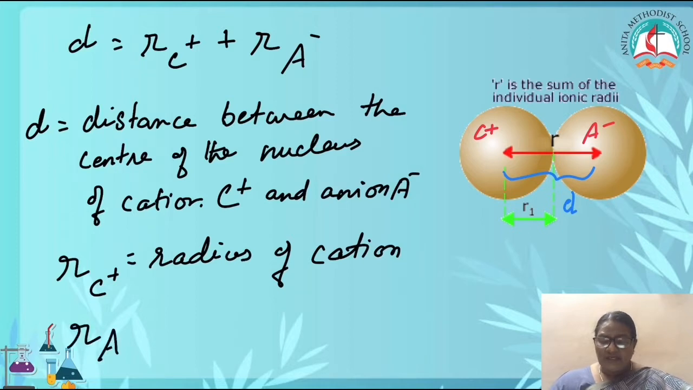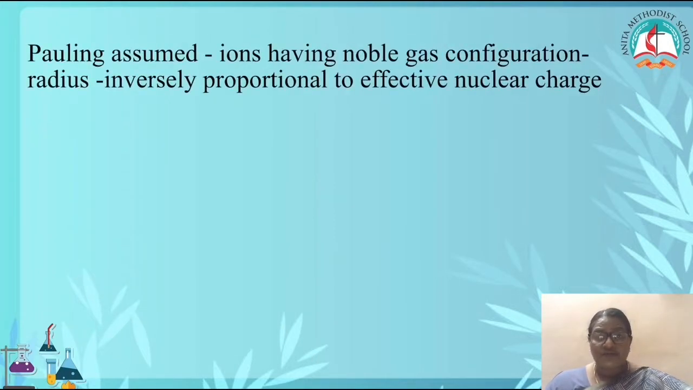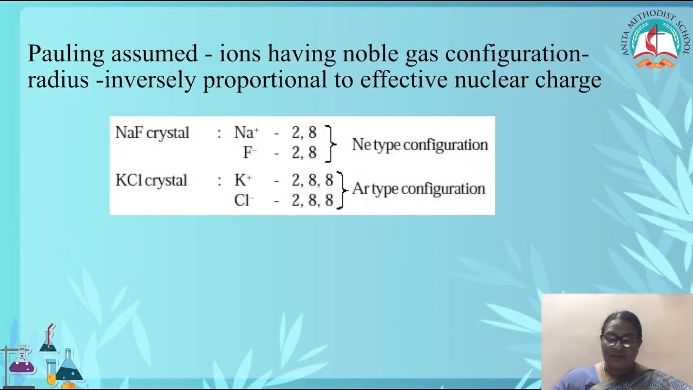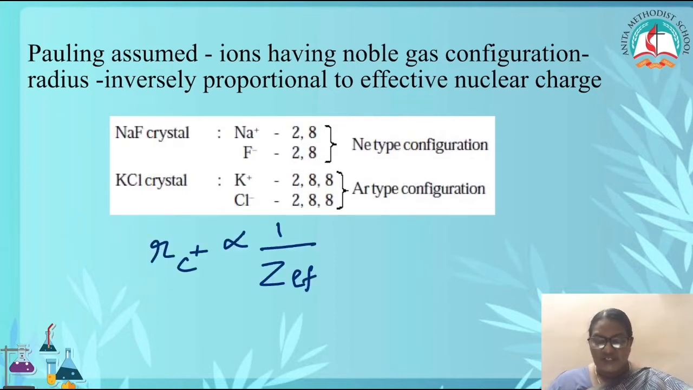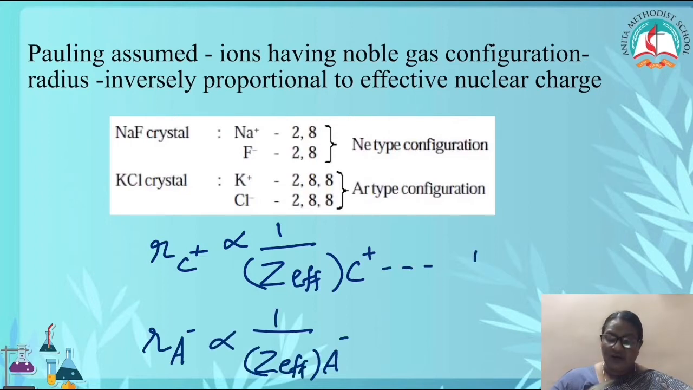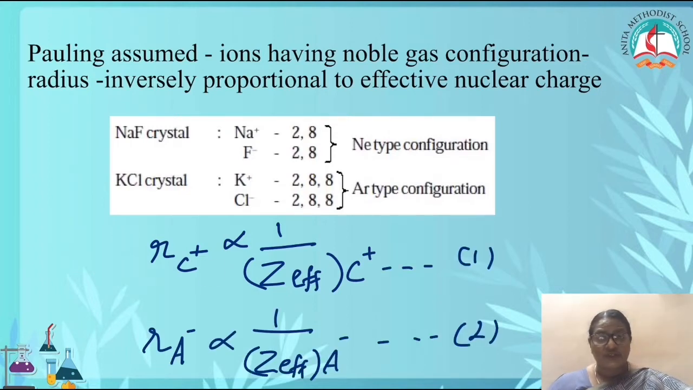Now he assumed for ions which have noble gas configuration, the radius is inversely proportional to the effective nuclear charge. I have two examples, sodium fluoride and potassium chloride. Sodium and fluoride have neon type configuration having 10 electrons. Chloride and potassium have 18 electrons having argon type configuration. So for such ions, he said the radius is inversely proportional to effective nuclear charge. So r of either the cation or the anion is inversely proportional to the nuclear charge.